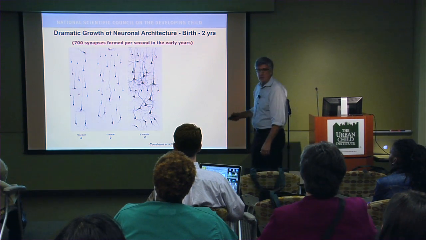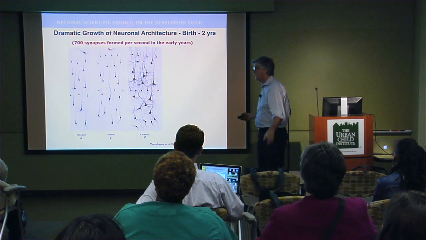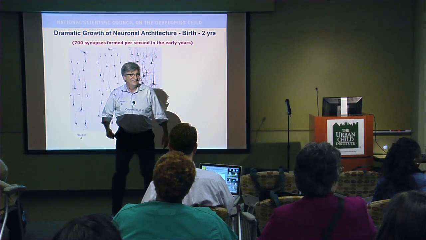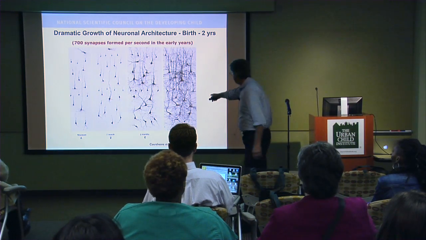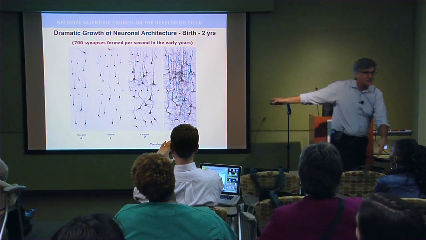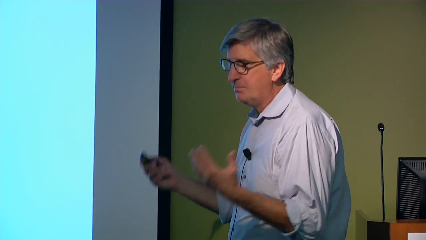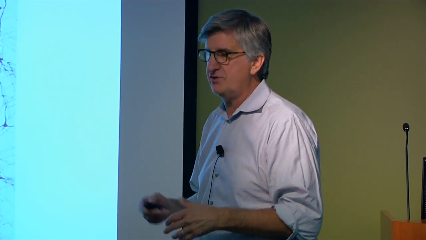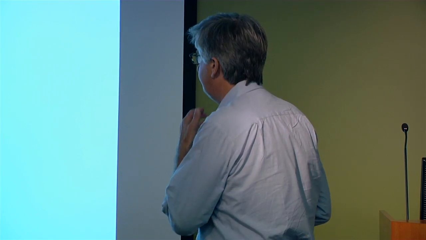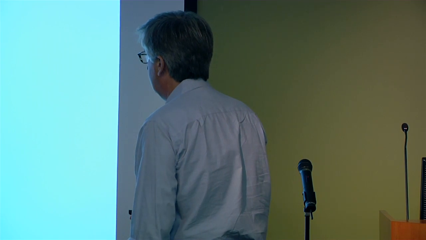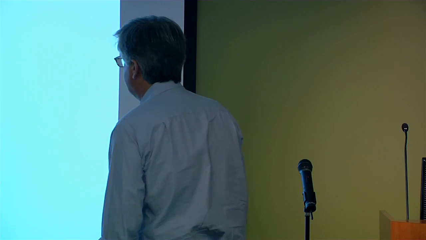Same here, that's at 6 months. Incredible amount of growth that occurs. Look at 2 years. It's unbelievable the amount of growth, right? No more neurons, lots of process growth. They're making connections, and those connections are occurring at about 700 per second during this period of time. From the 3rd trimester of pregnancy all the way through the first 2 years of life, all these connections are being made.